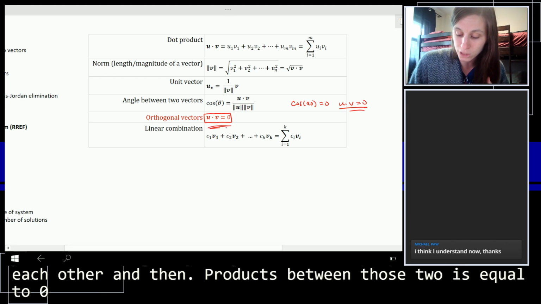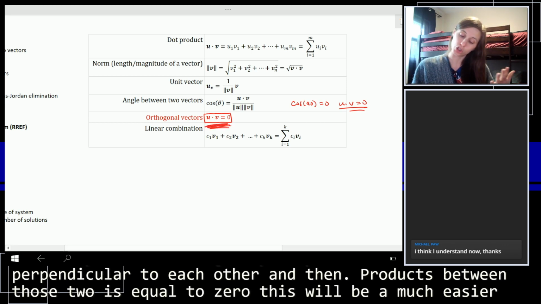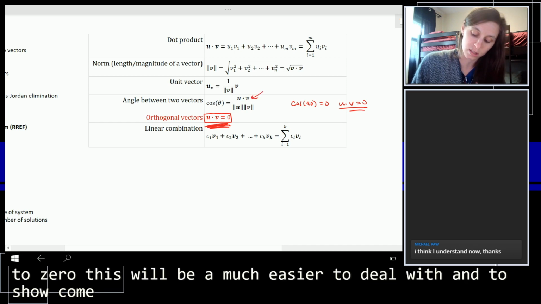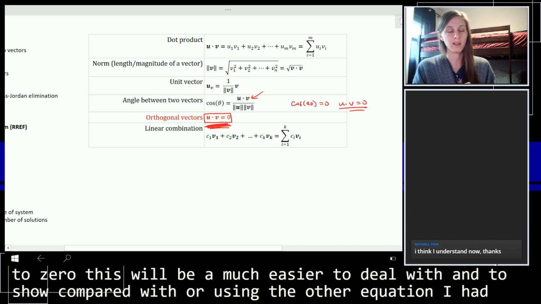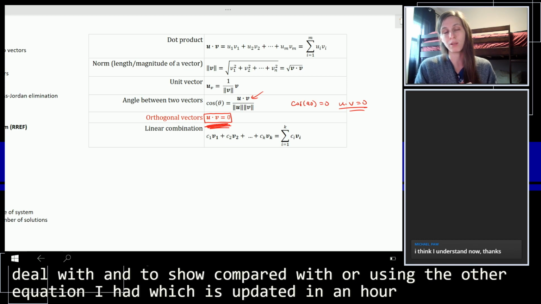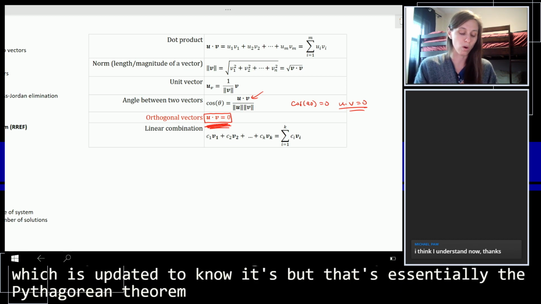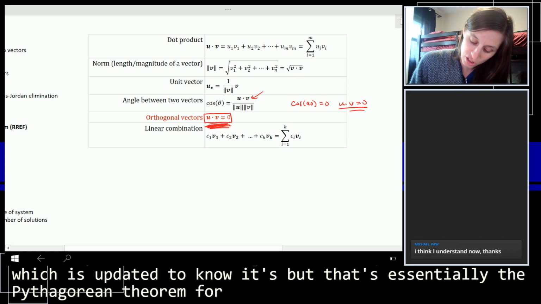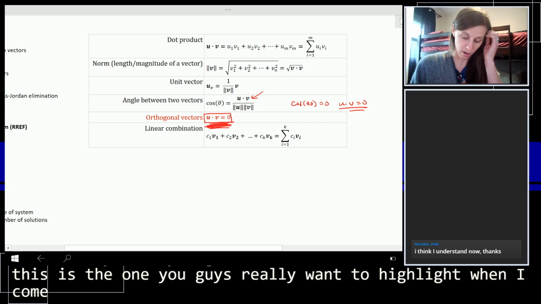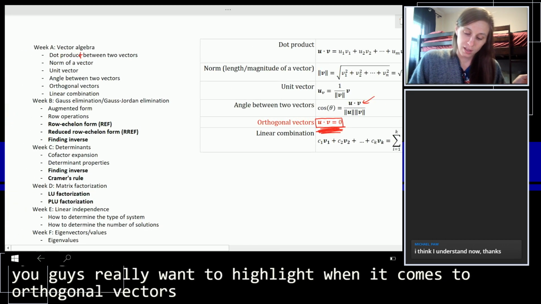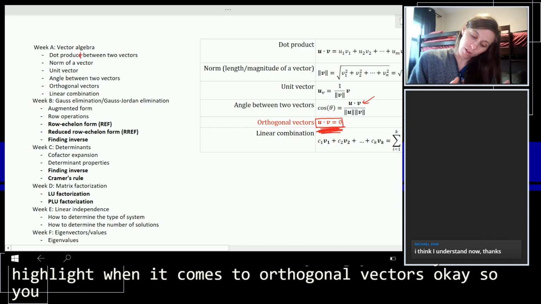This will be much easier to deal with and to show compared with using that other equation I had, which is updated in the notes, but that's essentially the Pythagorean theorem for vectors. But this is the one you really want to highlight when it comes to orthogonal vectors. Okay, so you should know all of that material.